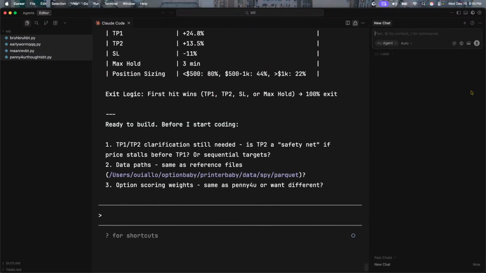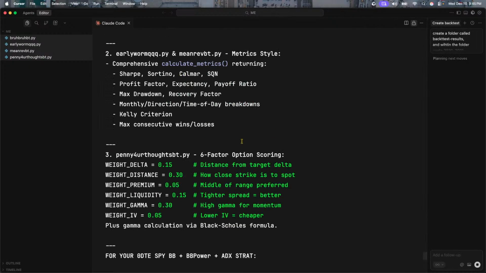Goodness gracious. All right, what we're going to do before we get there is create a folder called backtest results, and within the folder create 2020, 2021, 2022, 2023, 2024, and within those folders create v1 baseline. Beautiful. So we're going to have that AI do this. Let's review what this AI did.